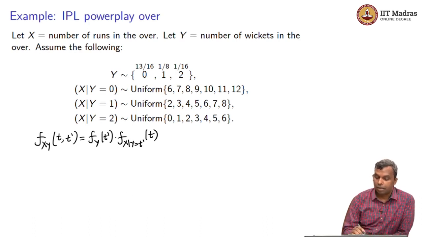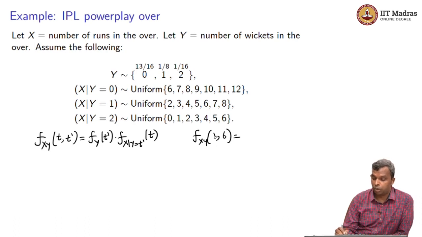So a typical calculation, supposing you want to do f_xy of, let's say, 1 comma 6. Okay, I'm going to get f_xy of 6 comma 1, sorry, f_y of 1, which is 1 by 8, times, in the conditional distribution of x given y equals 1, what's the probability of 6?